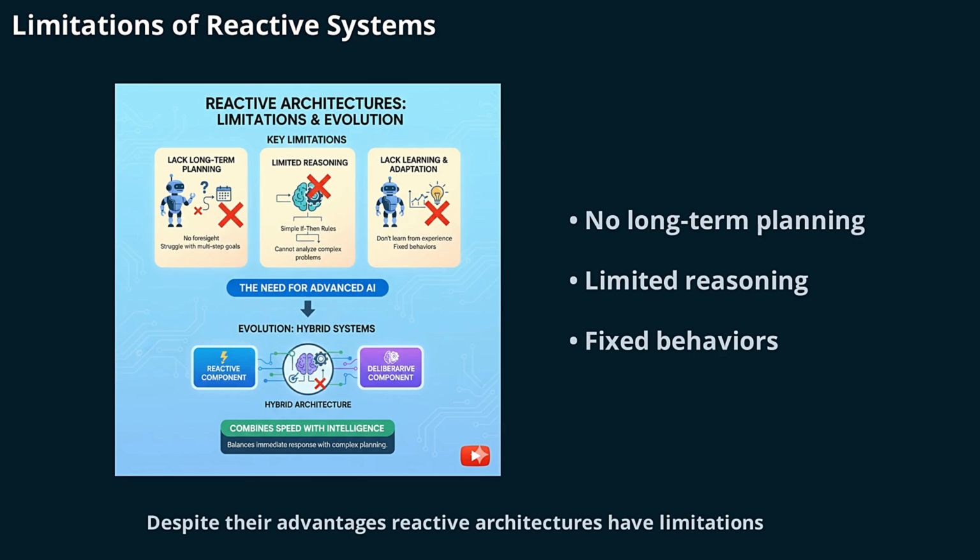Despite their advantages, reactive architectures have limitations. They generally lack the ability to plan ahead or reason about long-term consequences. Their focus on immediate responses makes it difficult to pursue complex, multi-step goals. Additionally, many reactive systems cannot learn from experience, limiting their adaptability in changing environments.